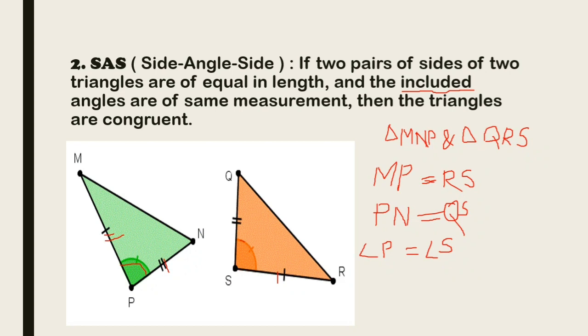Similarly, in triangle QRS, this angle S is included between side QS and RS. So this is how these two angles are included between two equal, corresponding sides. So we can say that these triangles are congruent.